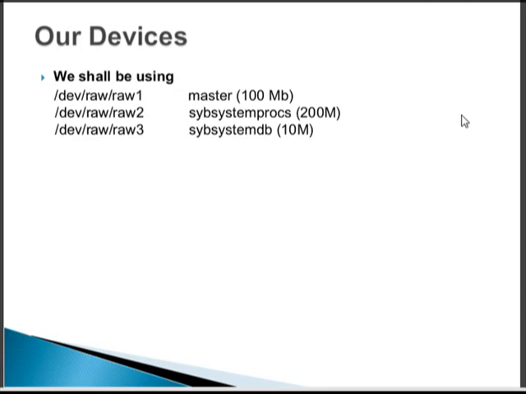My raw devices: raw1 will be used for master, raw2 will be used for Sybase system procedures, stored procedures, which is 200 MB, and the third partition, which was 10 MB, is for Sybase system DB. So I will be using these 3 partitions, which are mandatory, which I must have. Raw1, raw2 and raw3 are the 3 raw devices which I created: one for master, second for Sybase system procedures, and third for Sybase system DB.